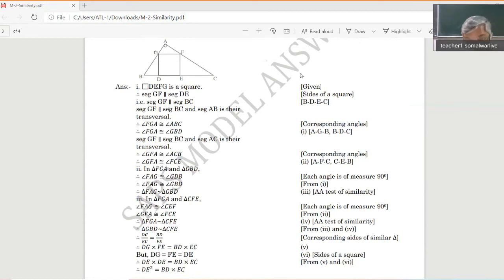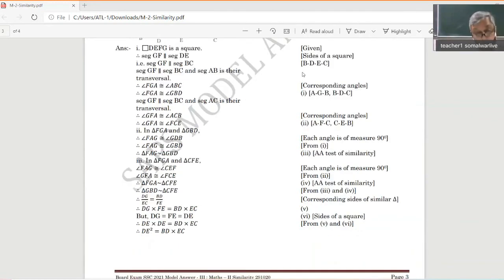So replacing them will get the answer. DG can be replaced by DE. So DE into DE will give you DE square, the left hand side of our claim. And BD into EC will remain as it is, and therefore the answer is DE square is equal to BD into EC. In this way, we can prove this problem also.